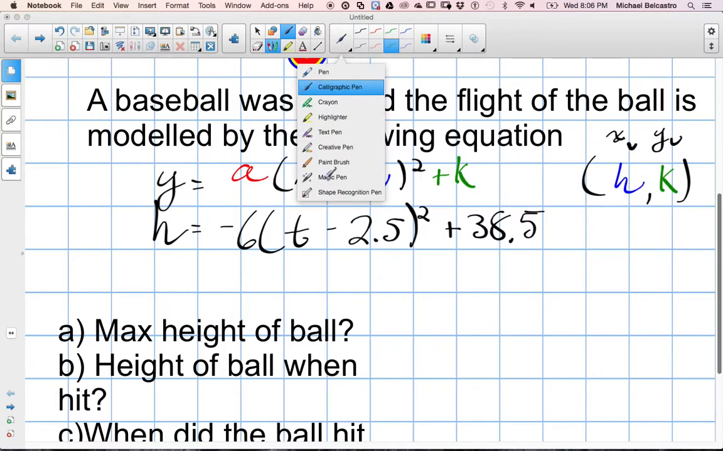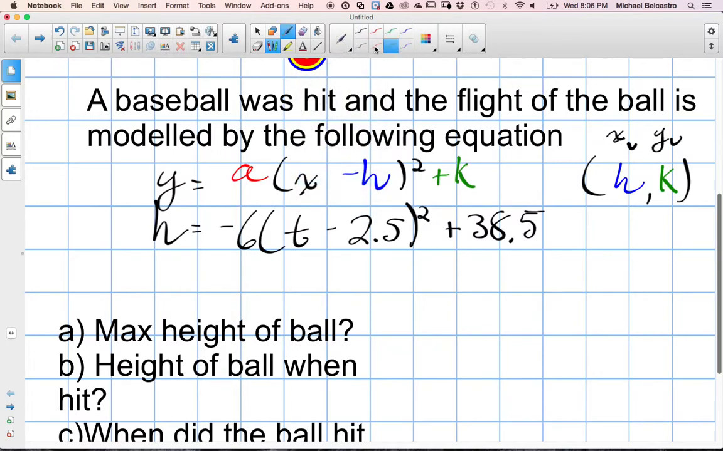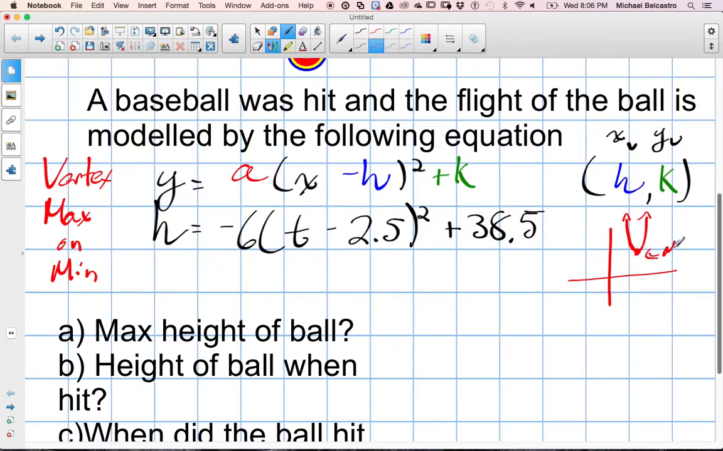The vertex is the max or min of any parabola. It just depends which way it opens. For instance, if a parabola opens upwards, then this vertex is the lowest point, a minimum. And if the parabola opens downwards, then the vertex, which is the highest point, is a maximum. So we keep that in mind.